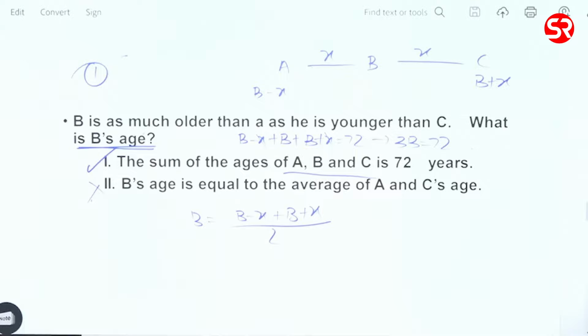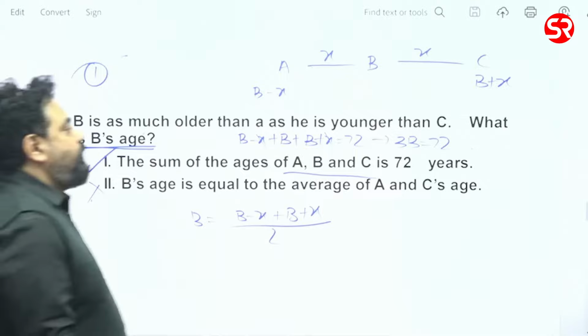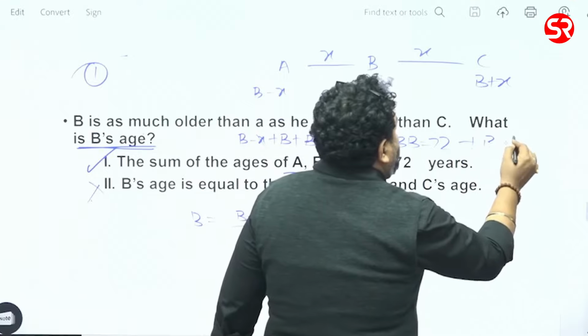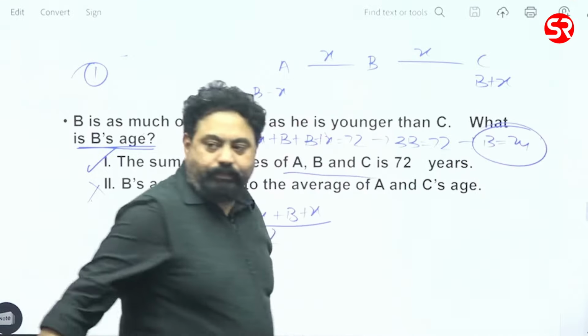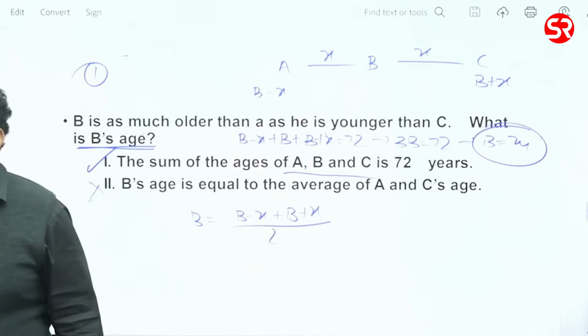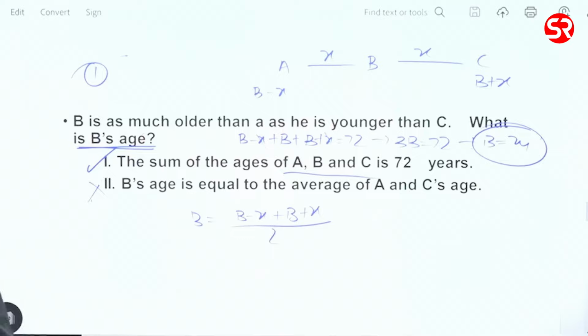First is giving the value of B. Why? Because 3B is equal to 72, which means B is equal to 24. I am not solving it intentionally because you don't have to solve. You have to understand that if 3B is equal to 72, the exact value of B will come.